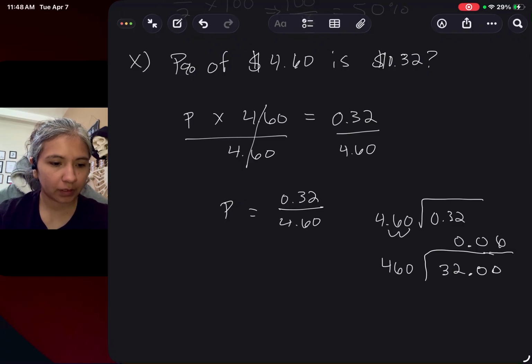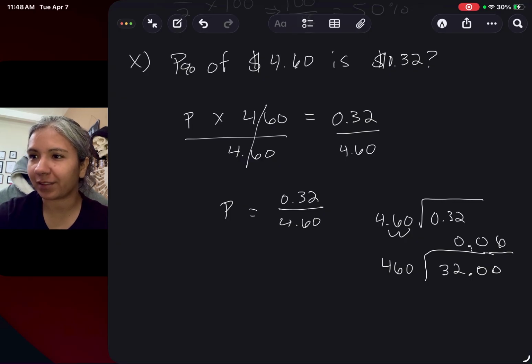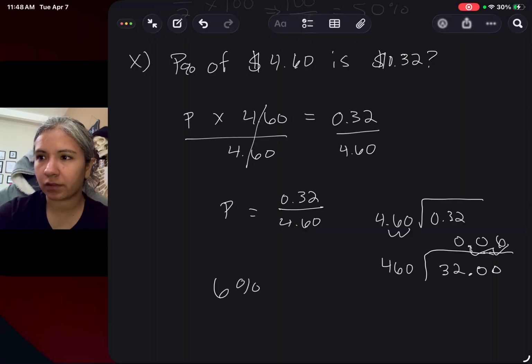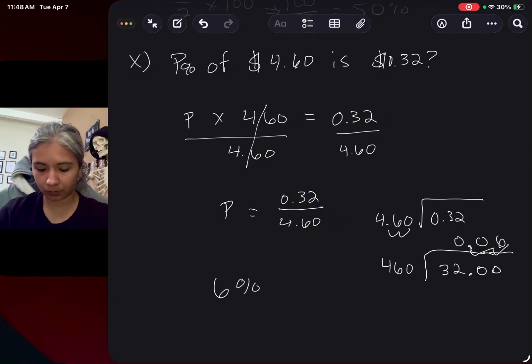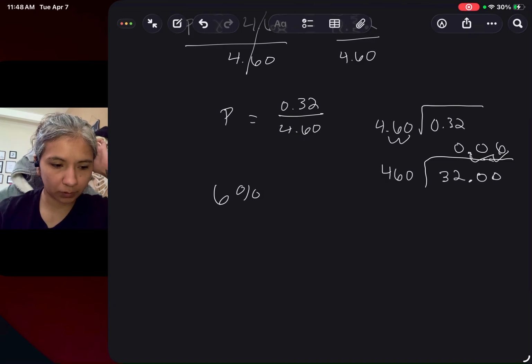Okay, so that would be what it is divided, but that's a decimal answer, and we need a percent answer. So whenever we convert a decimal to a percent, we move the decimal over 2 more times, so that would be 6%, right? Or you can do your 0.06 times 100, which gives you 6, and you would just need the percent.